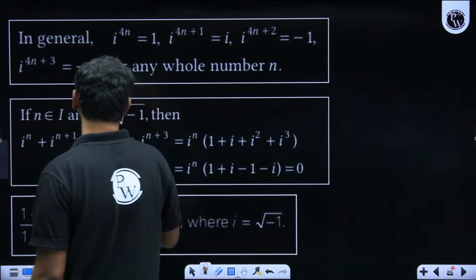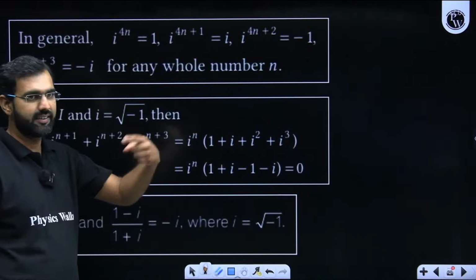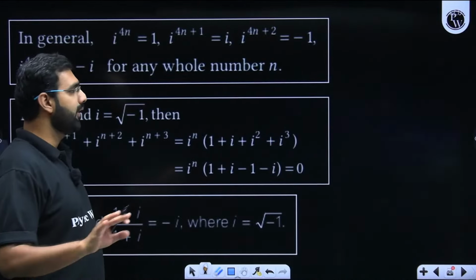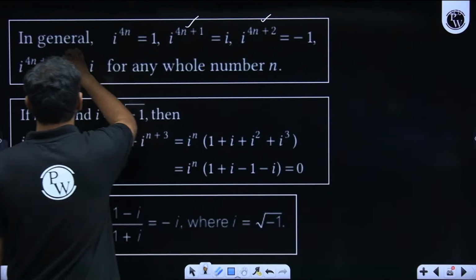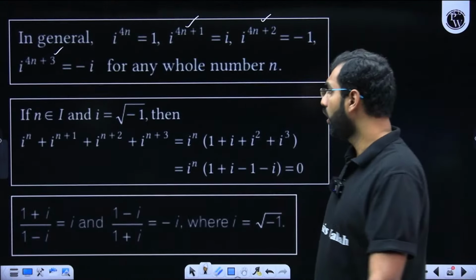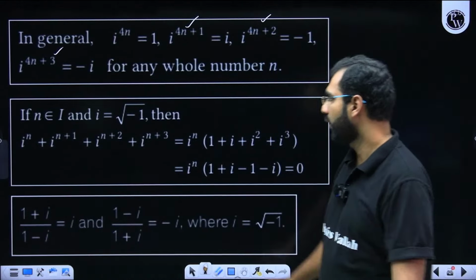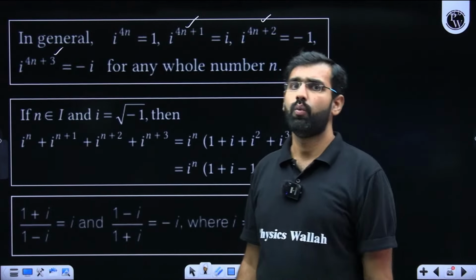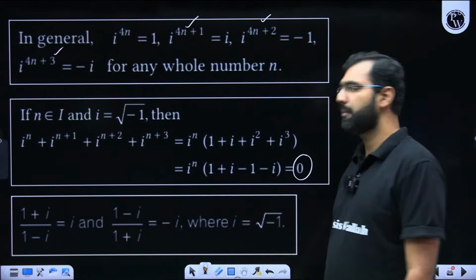When I talk about iota, we know iota is the square root of -1, and it has its cyclicity in powers of 4. I hope you remember iota to the power 4 is 1. So iota to the power 4n plus 1 is iota, 4n plus 2 is minus 1, 4n plus 3 is minus iota, and so on. Sum of 4 consecutive powers of iota is always 0, because one of them will be iota, one of them will be minus iota, one of them will be 1, and one of them will be minus 1. So 1 minus 1 plus iota minus iota will always give you the sum as 0.